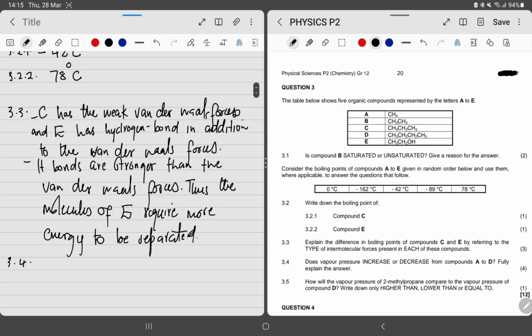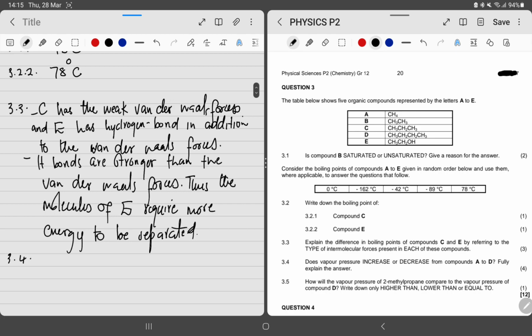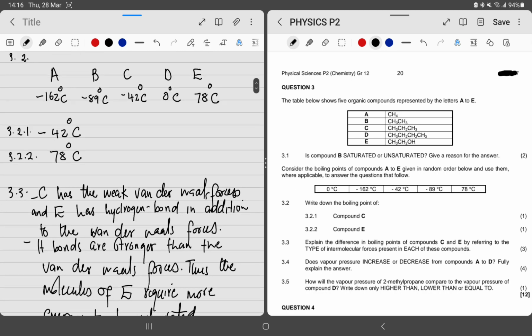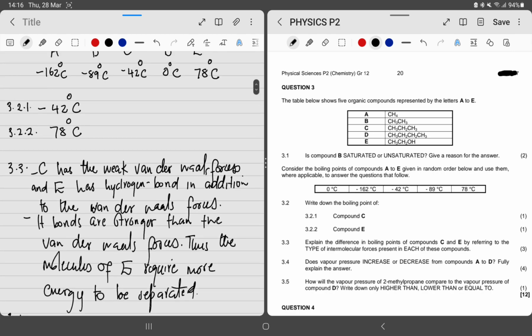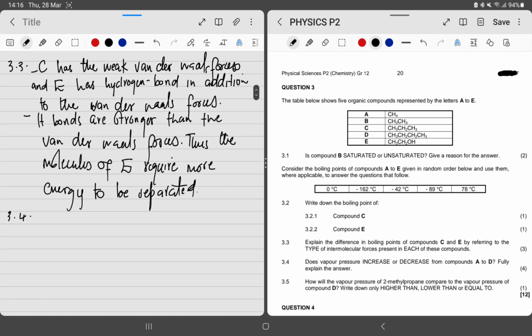3.4. Does the vapor pressure increase or decrease from compounds A to D? Fully explain the answer. So we can see that from A through E, the boiling point is increasing. It means that the vapor pressure decreases, because as the boiling point increases, the vapor pressure should go down.